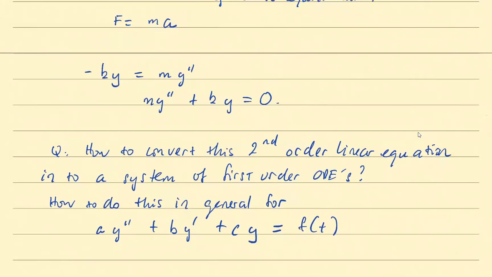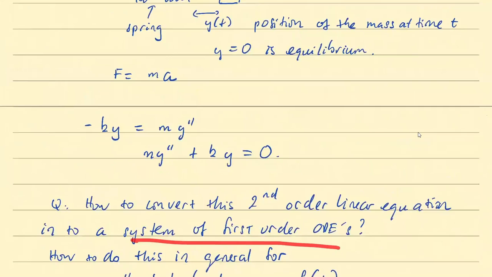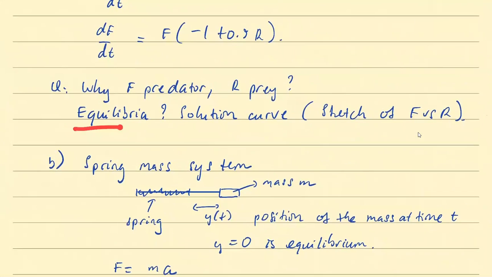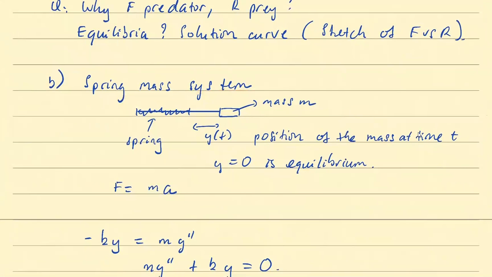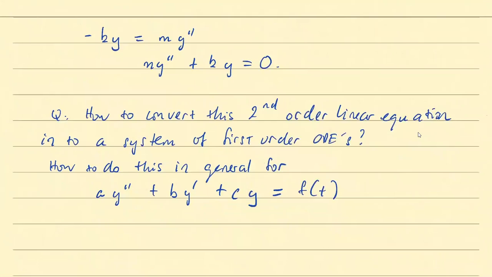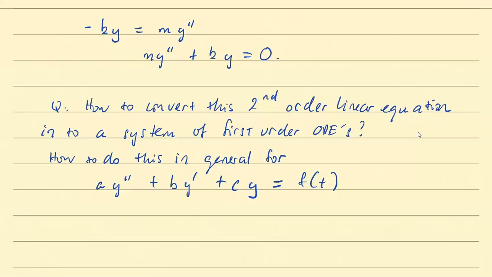So that's the kind of question we're concerned with here. After we pose it into a system, then whatever questions we asked before, like equilibria, solution curve, sketch, will also be applied, right? But in terms of the spring mass system, the new thing is how to convert a higher order linear equation into a system of first order equations. And the gain is that you reduce the order of the equation.